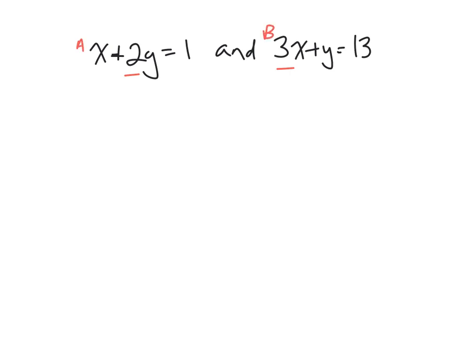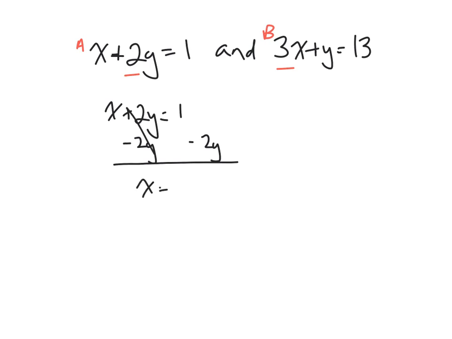I'm going to isolate for equation A. So the first thing I'll do is isolate. If I look at x plus 2y equals 1, I want to get x by itself. So I'll subtract 2y, and I'll subtract 2y from that side too. And I get x equals 1 minus 2y.